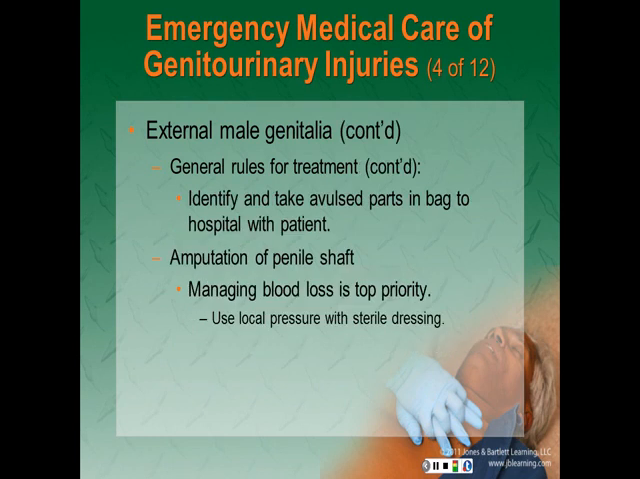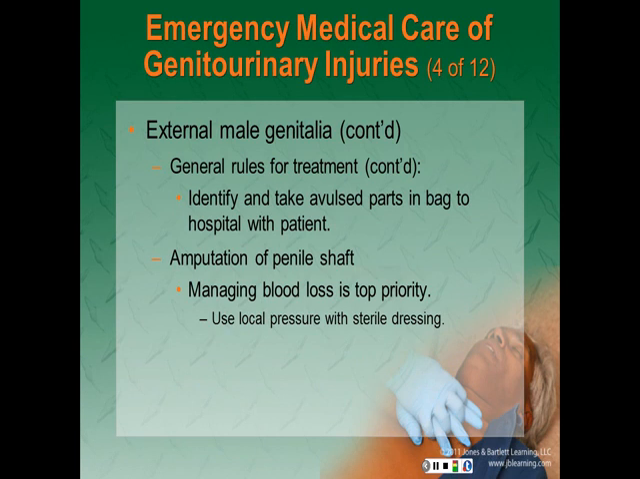Identify and take avulsed parts in a bag to the hospital with the patient. If the patient has an avulsion of skin on the penis, wrap the penis in a soft, sterile dressing moistened with sterile saline. Transport promptly. Use direct pressure to control any external bleeding, and try to save and preserve the avulsed skin.